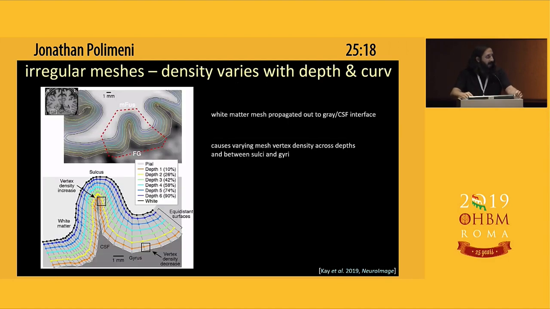So one issue that we need to be mindful of when using cortical surface-based depth analysis is the irregularity of the surface meshes. The vertex density varies both with depth and curvature. So as I mentioned, we tend to start with a surface from the white matter. We generate a cortical surface reconstruction, and propagate that mesh out to the pial surface. This propagation can lend itself to a bunching of the vertices. This was shown recently in a nice paper by Kendrick Kay, in which he showed that with the FreeSurfer method, there can be a bunching, a higher density of vertices, for example, in sulci at the pial surface.